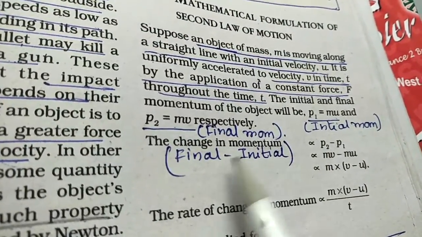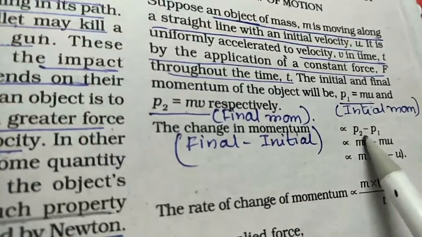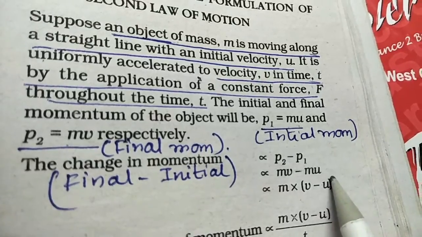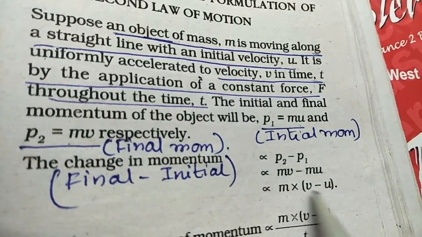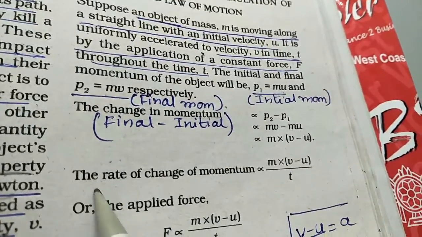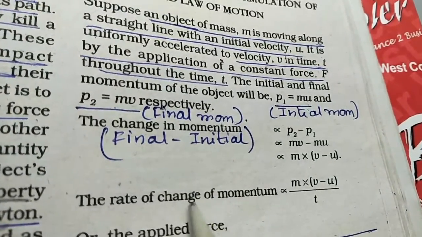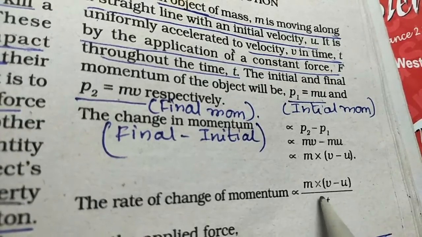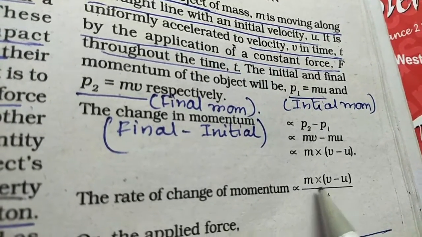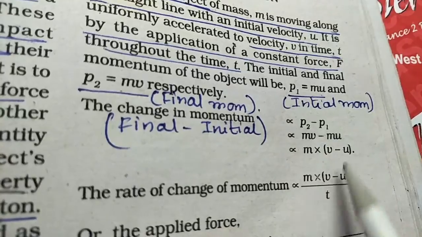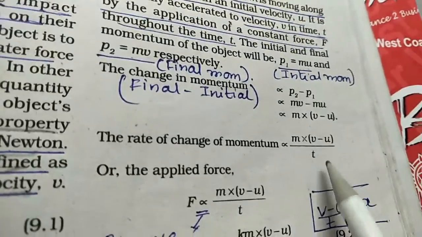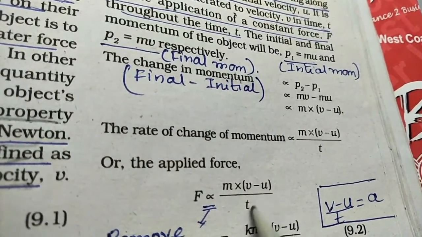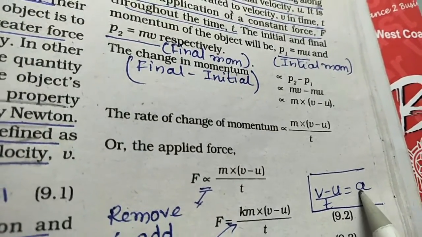So we got two momentums, initial and final. Now the change in momentum will be final minus initial, that is p2 minus p1. Now p2 minus p1 is mv minus mu. Take m common and you will get m(v minus u). Now what is the rate of change of momentum? Whenever you want the rate of change, you will have to divide by time. So the whole equation you divide by time, and m(v minus u) upon t is equal to m a.